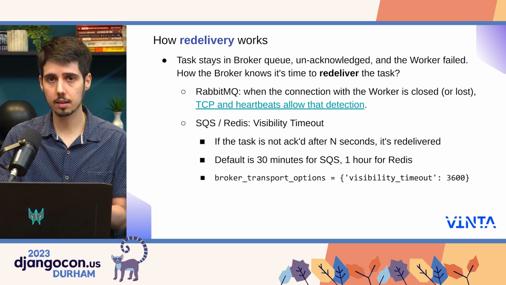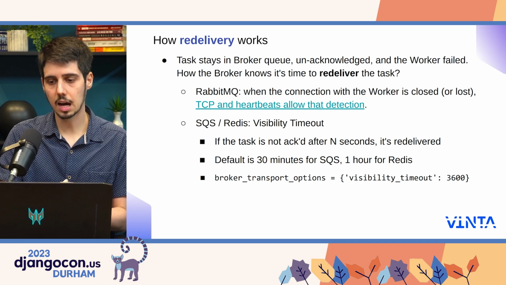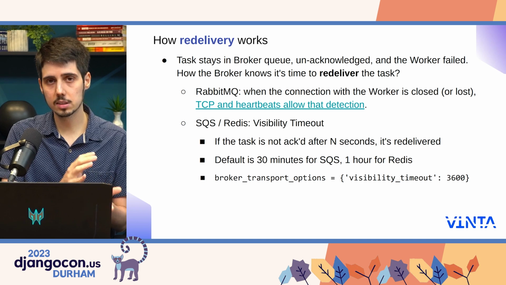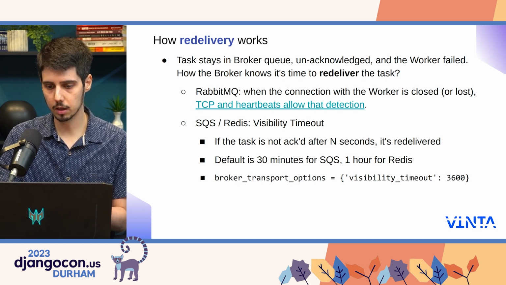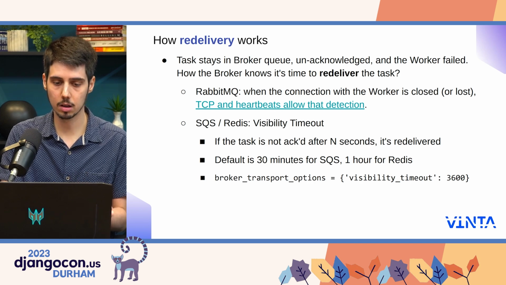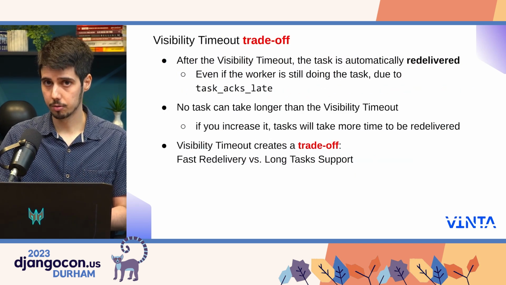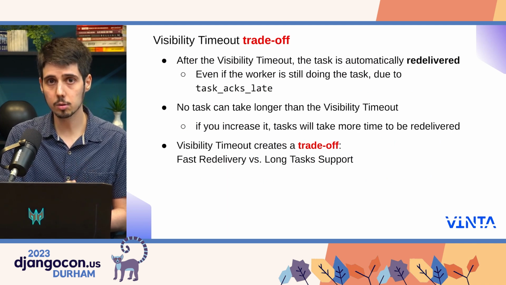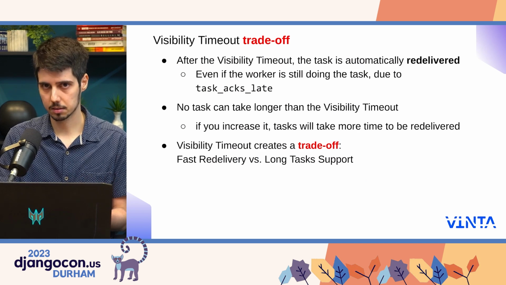In the case of other brokers like SQS and Redis, you don't have this connection and you have something called visibility timeout. That means that if the task has not been acknowledged after a certain amount of seconds, it will be automatically redelivered. The default is 30 minutes for SQS and 1 hour for Redis. You can configure that with the visibility timeout in the broker transport options. There is a trade-off with the visibility timeout. After the visibility timeout, the task is automatically redelivered, even if the worker is still doing the task.